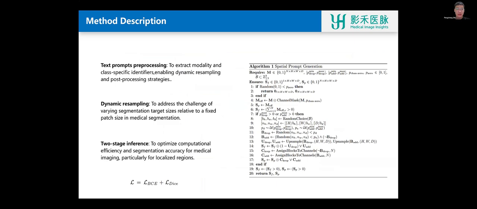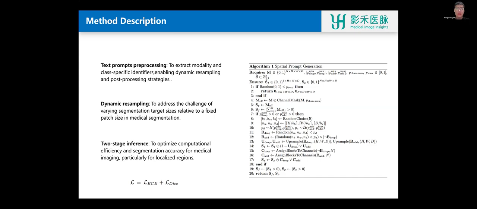The workflow begins with the text prompt preprocessing. Modality class identifiers are normalized, for example, CT liver tumor, for dynamic resampling. Target-aware patch extraction adjusts FOV spacing based on foreground physical size.